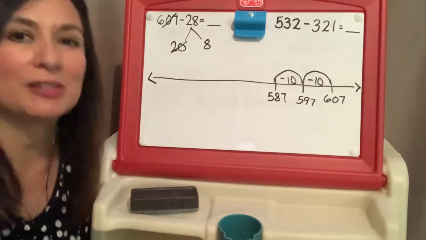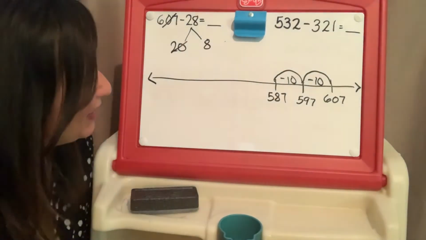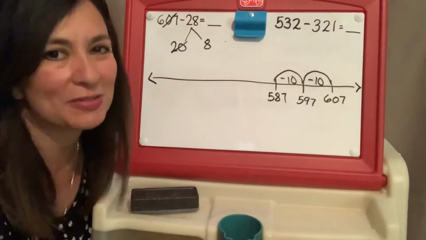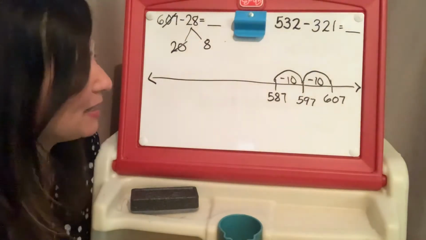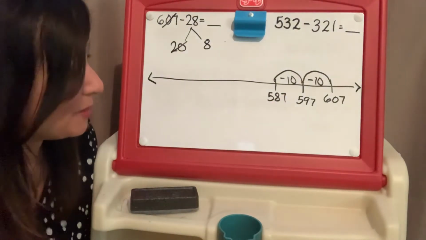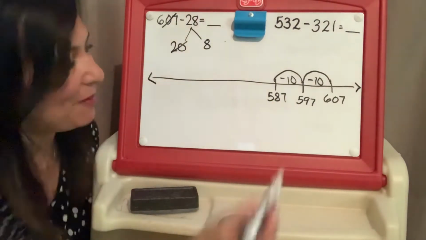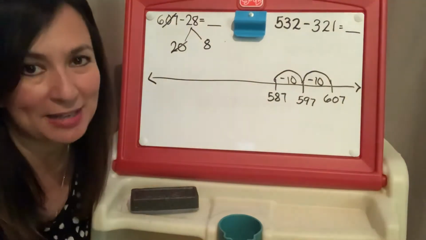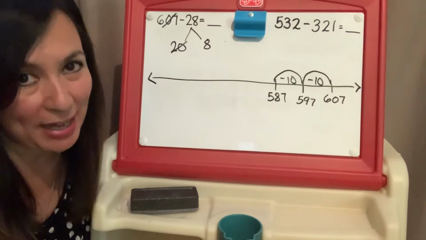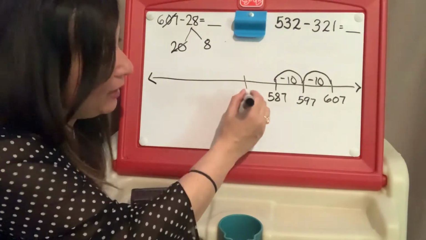I still have to subtract 8 more, but look, this is a bridge to 10 because I cannot do 7 subtract those 8 ones. I couldn't do that unless I wanted to go into negative numbers, which I don't. So I'm going to bridge back to the next 10. If I'm at 587, what is the next 10 if I'm counting back? Say it. 580. So I'll position 580.